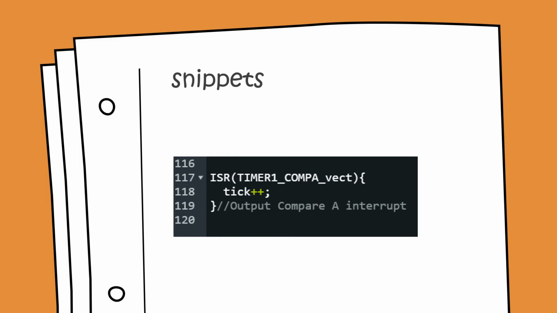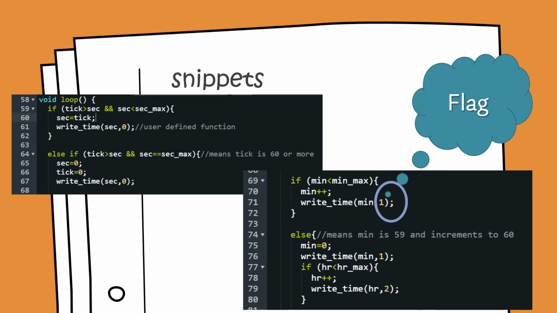So the timer compare interrupt itself is very simple. We're just going to increment tick, nothing else. So we come to the void loop. So this is a little bit more complicated. The first step is, if tick has been incremented, then obviously tick would be larger than second. And if second is going to be less than second max, that is seconds are going to be less than 59, then we are going to set second to tick and we are going to write that value.